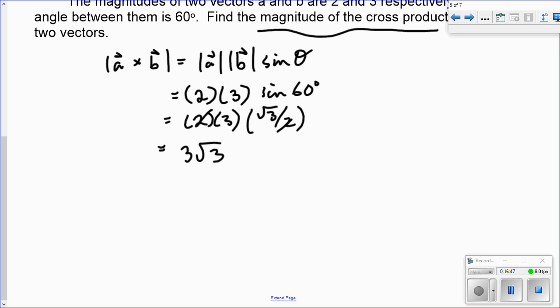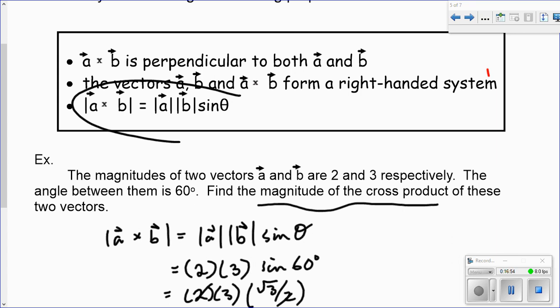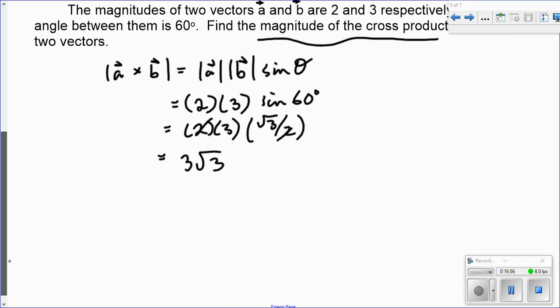So that is the magnitude. I just found the magnitude of the cross product using that formula. I don't think we use this very much, but it's something you might want to reference in the future.